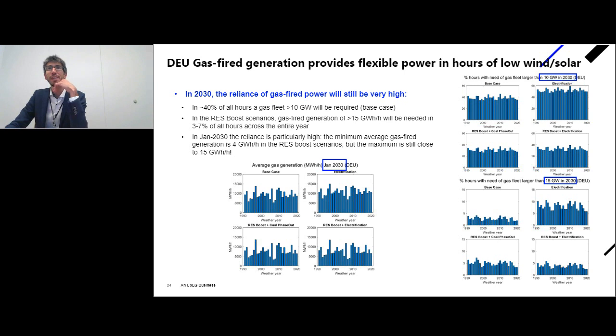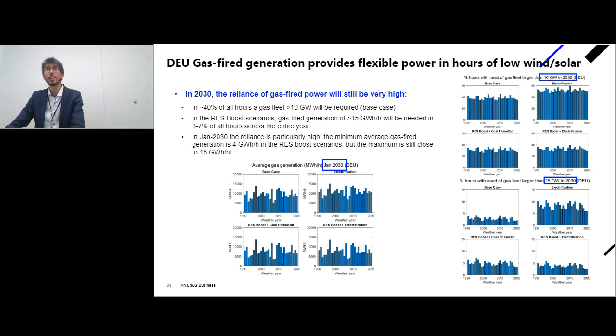So this is the average gas generation in January 2030 under the different scenarios. And again, we see the same thing we have observed for the coal scenarios: if you add more renewables, so if you look at this scenario here in the bottom right, the bearish weather years require less gas, just as they require less coal on average, versus the base case and versus the only electrification case. But the bullish year remains almost unchanged.